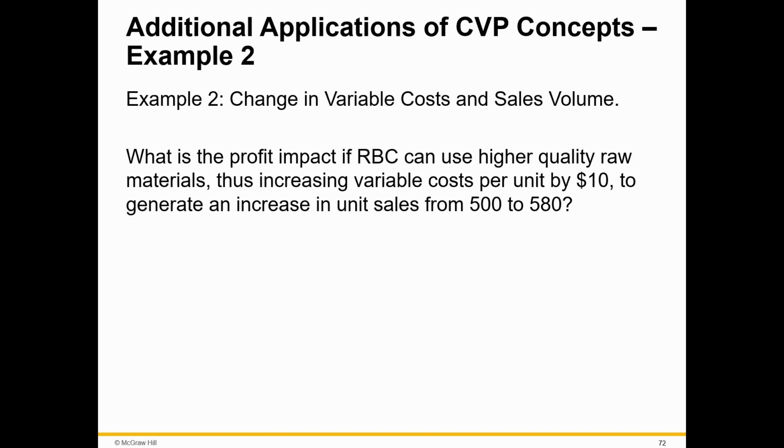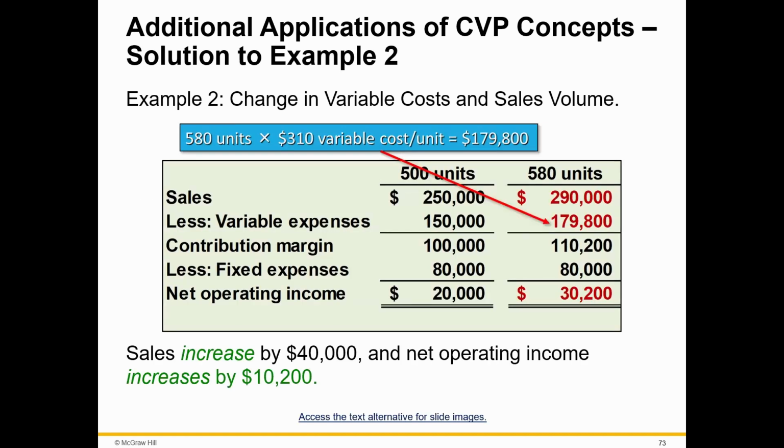Now, let's say that we were to have a change in our variable cost and also in our sales volume. So we want to know, what is the profit impact if RBC was to use higher quality raw materials, and it would increase their variable cost by $10. But it would also, in doing that, increase their unit sales by 80 units. So they're actually able to sell more because the bikes now are of a little bit higher quality. And we can calculate this out.